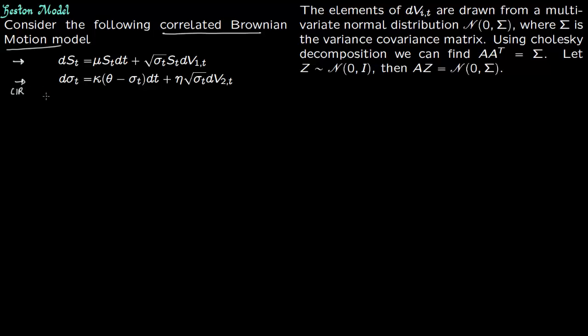So you have your data set. Your data set consists of two series. One series is stock price and the second series is volatility. So this mu is the long-term rate of return for the asset.